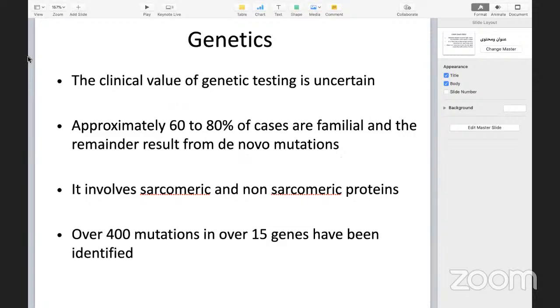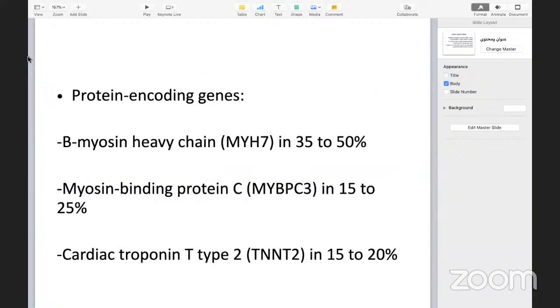Moving to genetics, the clinical value of genetic testing is uncertain, and approximately 60 to 80% of cases are familial, and the remainder results from de novo mutations. It involves sarcomeric and non-sarcomeric proteins, and over 400 mutations in over 15 genes have been identified. We have multiple protein-encoding genes like beta myosin heavy chain, in 35 to 50% of the patients. And then we have myosin binding protein C, in 15 to 25% of the patients, and also cardiac troponin T type 2.